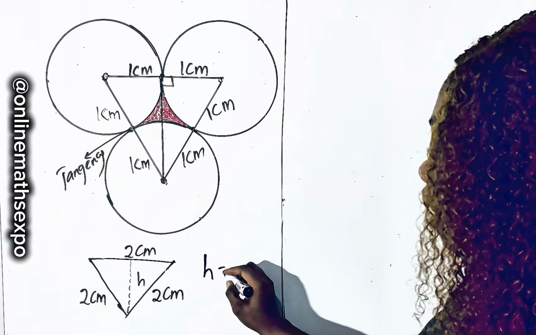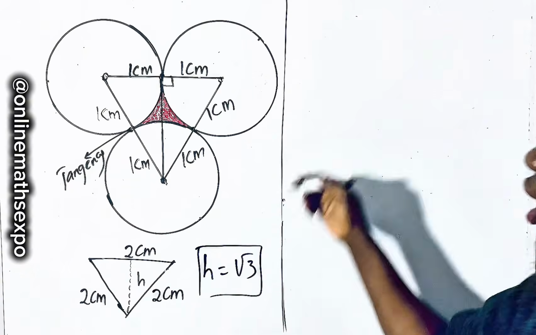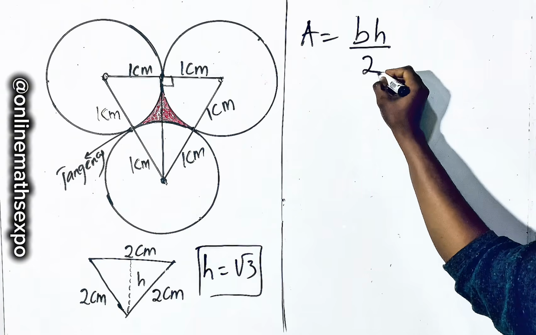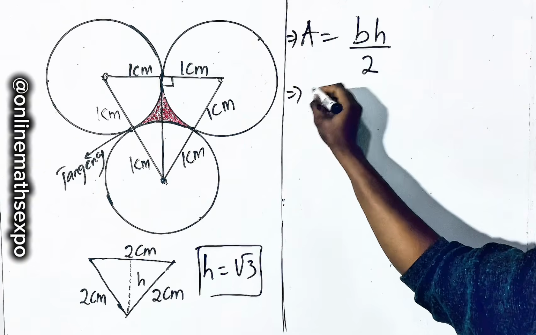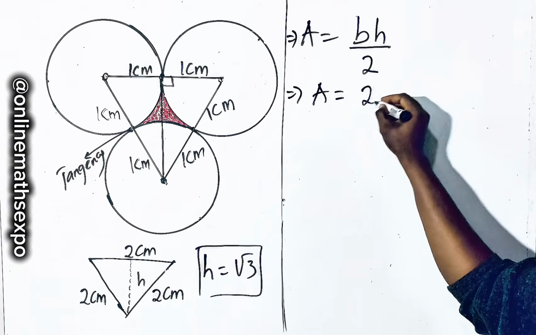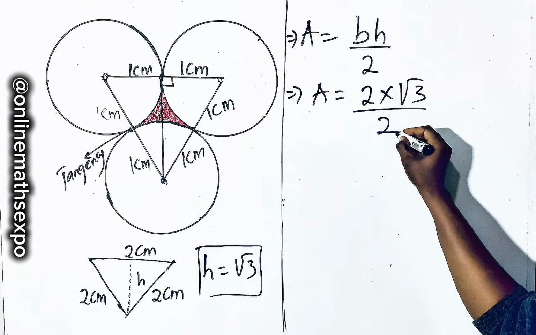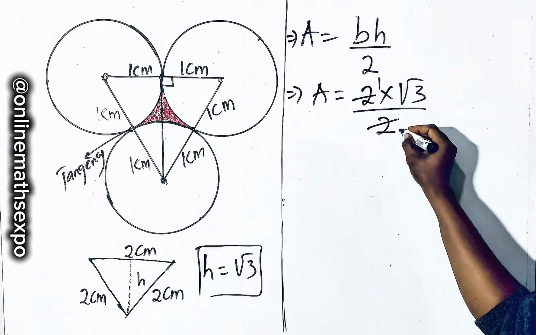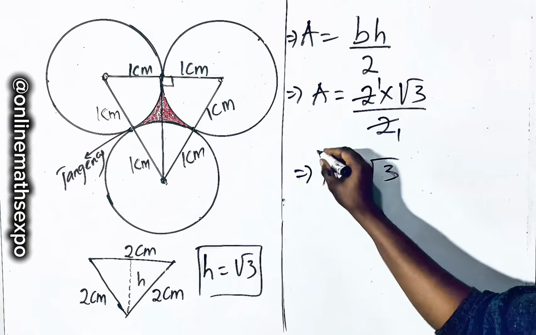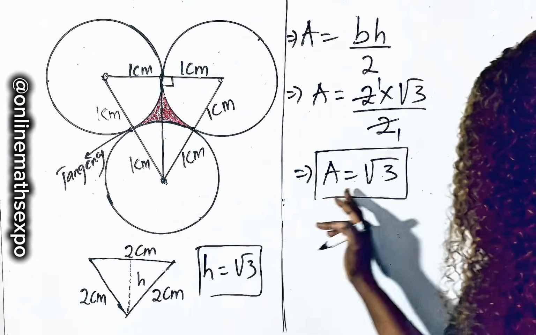Remember, we got the height as square root of 3. So let's get the area of the triangle. The area we said is base times height divided by 2. And that gives us area is the base of the triangle, 2, times the height, root 3, divided by 2. So 2 divides itself, we have 1. And that gives us area is square root of 3. So the area of this triangle is root 3.